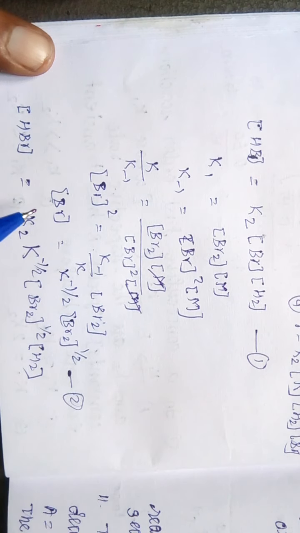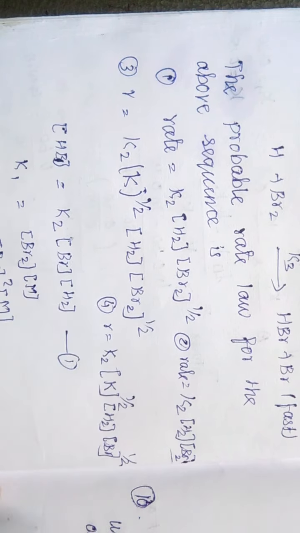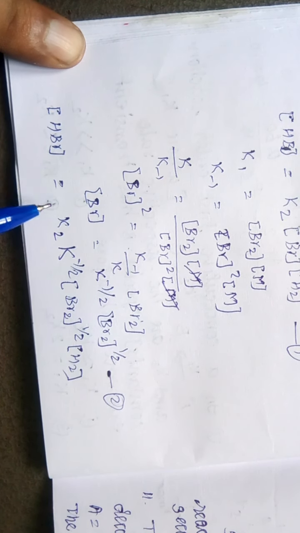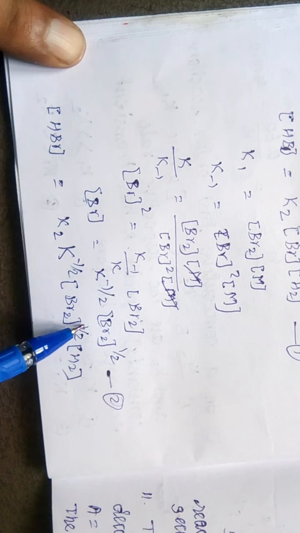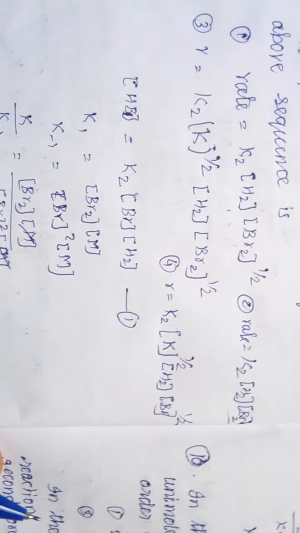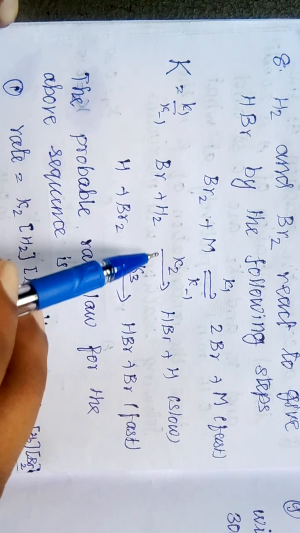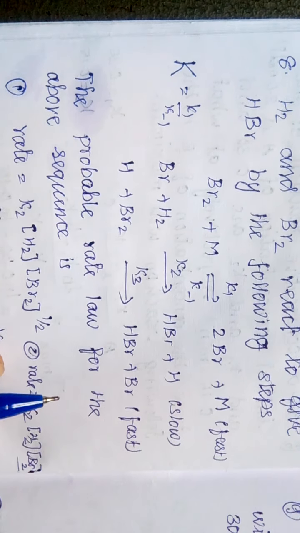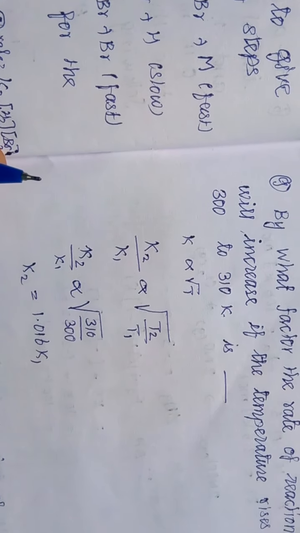So when you substitute this Br in equation 1, the rate of HBr formation is equal to K2 K power minus 1 by 2, Br2 power 1 by 2 and the concentration of H2. So we have calculated the rate for the slow step. This is the slow step, so for that only we have to calculate the rate. These are the application analytical methods. Now see the next question.